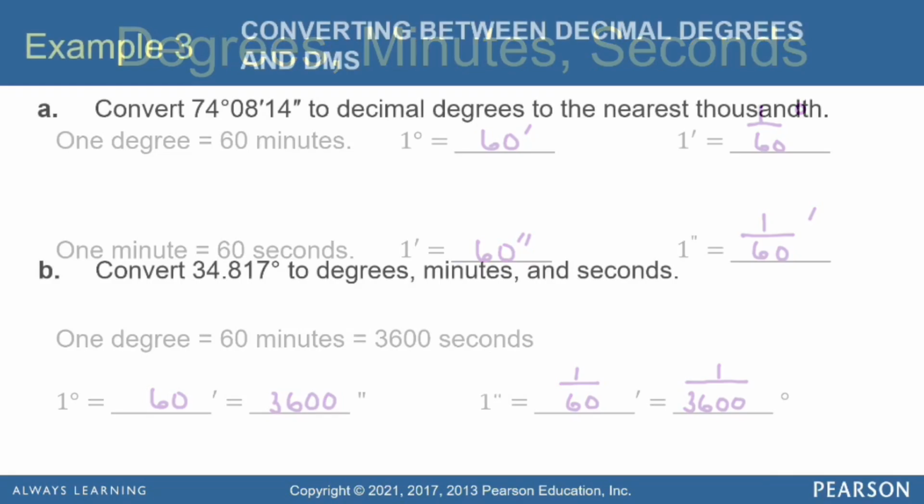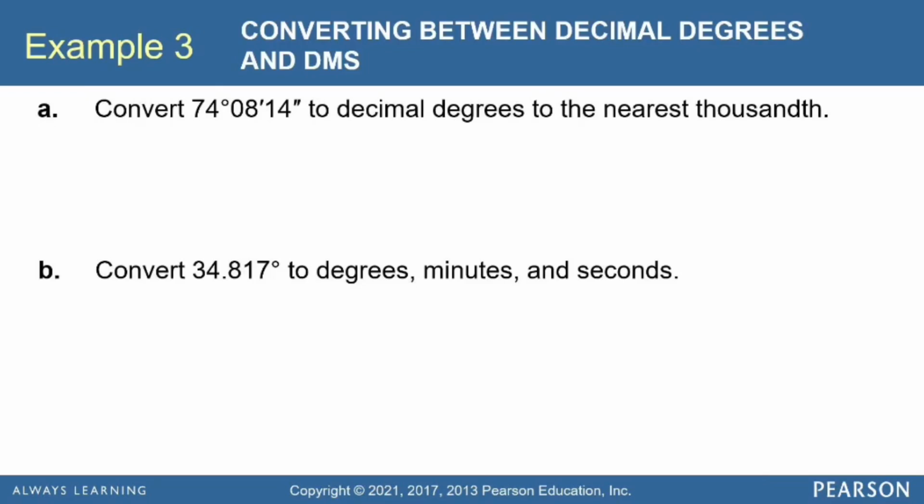So now let's look at example 3 together, and we're going to talk about how to convert between decimal degrees and what we call DMS notation, or degrees, minutes, and seconds. So part A says convert 74 degrees, 8 minutes, and 14 seconds to decimal degrees and round to the nearest thousandth. So to do this, we just need to remember that 8 minutes represents part of a degree and 14 seconds represents part of a degree.